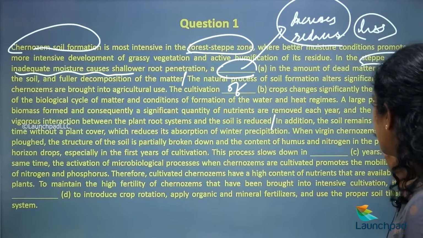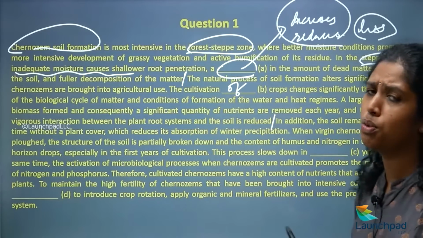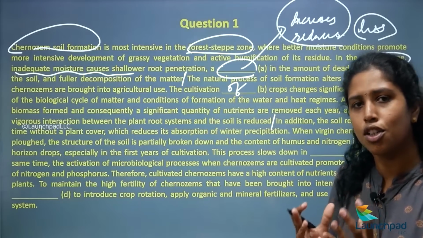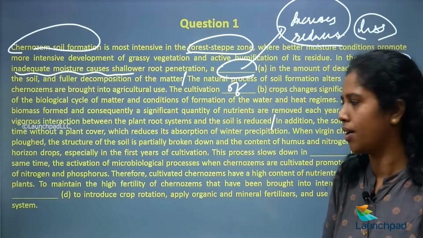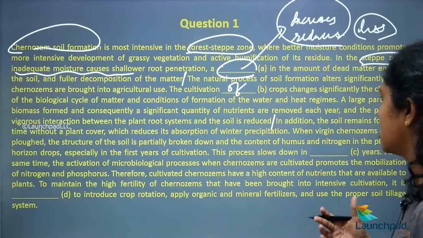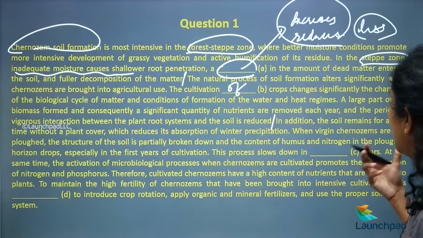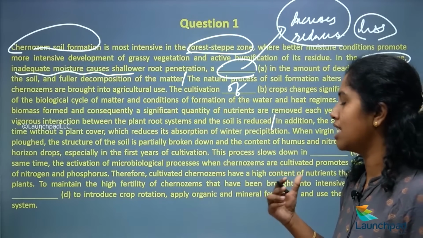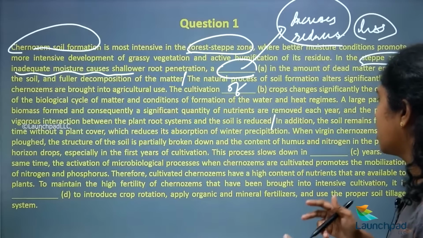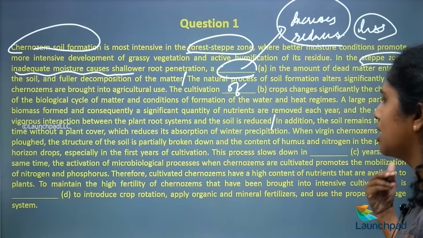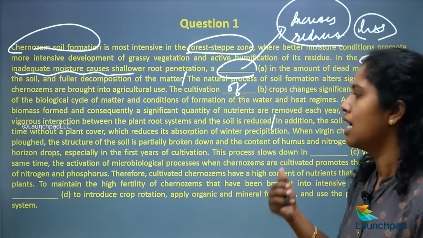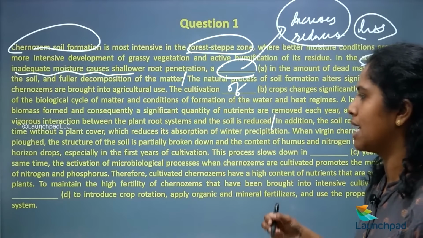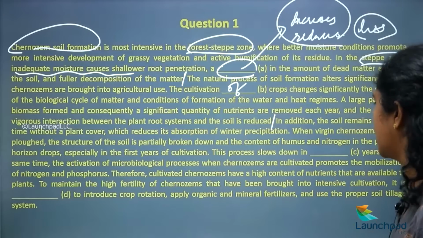So when virgin Chernozems are first plowed, what is virgin Chernozems? New, the baby, yes, pure. So it's fresh, that is when we say it's virgin. So when virgin Chernozems are first plowed, the structure of the soil is partially broken down and the content of humus and nitrogen in the plowed horizon drops, especially in the first years of cultivation.